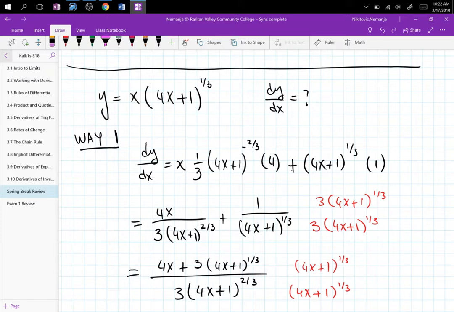So this term does not go in the denominator. It stays up there because it's a positive 1/3. So I have to fix this. The whole thing is wrong in black. So this stays as 4x plus 1 to the 1/3.